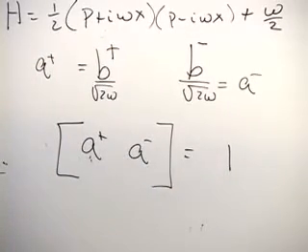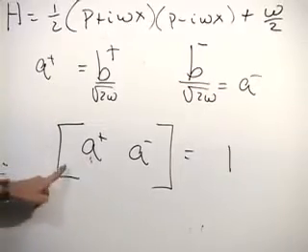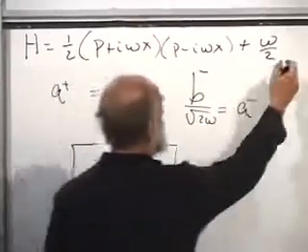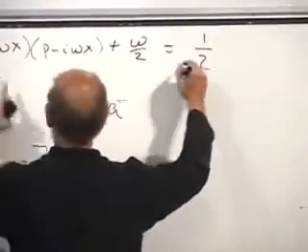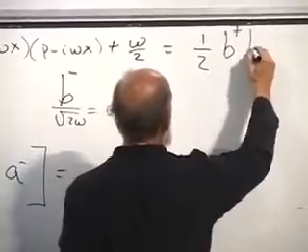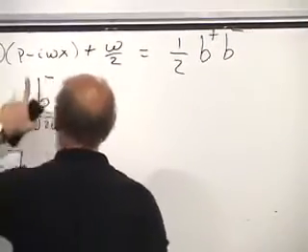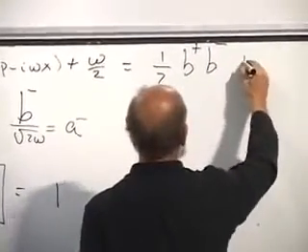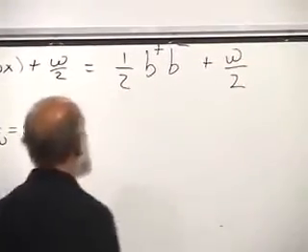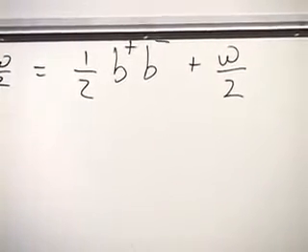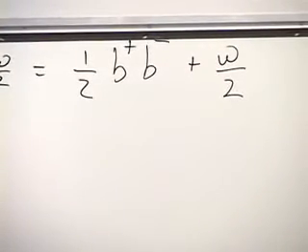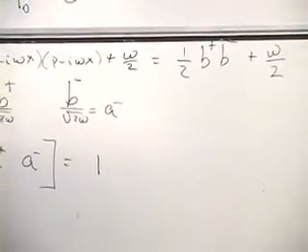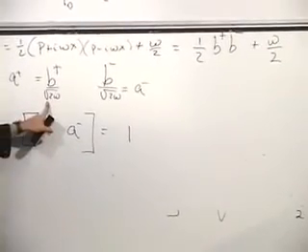All right, once we've done that, we can now rewrite the Hamiltonian in terms of a plus and a minus. In terms of the b's, it's 1/2 B plus B minus, that's (p plus i omega x)(p minus i omega x), plus omega over 2. That's what it was here. But supposing I substitute in the a's, instead of B plus B minus, I'm going to have a plus a minus times a factor of 2 omega.